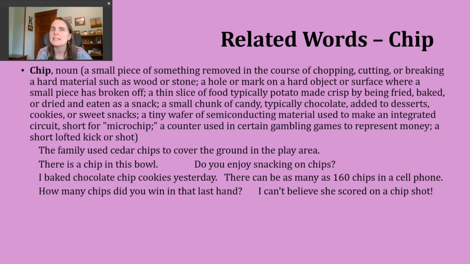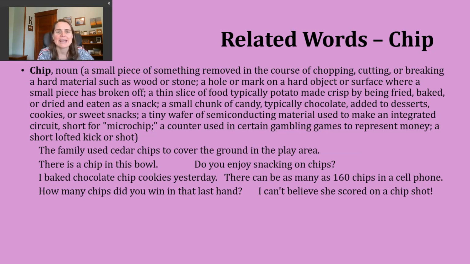Okay. Now, I know this can have a different meaning in the UK, but that is not my area of expertise. We'll keep moving to our 4th definition of chip, which is a small chunk of candy, and most frequently that would be chocolate, that has been added to some desserts or cookies or other sweets. An example of this could be, I baked chocolate chip cookies yesterday.